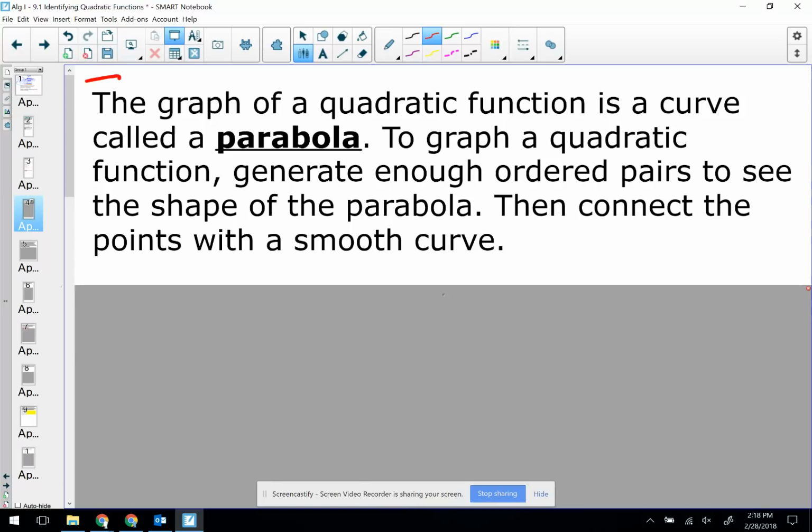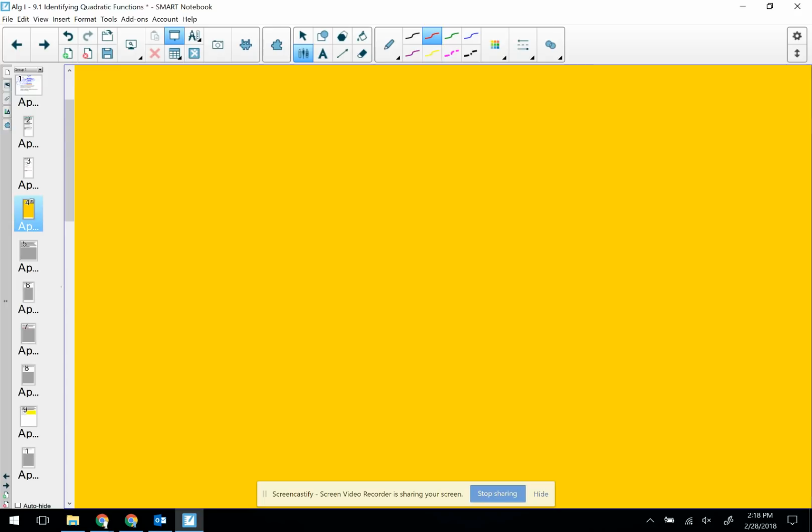Now, go ahead and write this down. The graph is called a parabola. To graph a quadratic function, you generate ordered pairs to see the shape of the parabola. That curve that we look at is called a parabola. You'll hear me say that word a lot. Okay, it's a smooth curve.